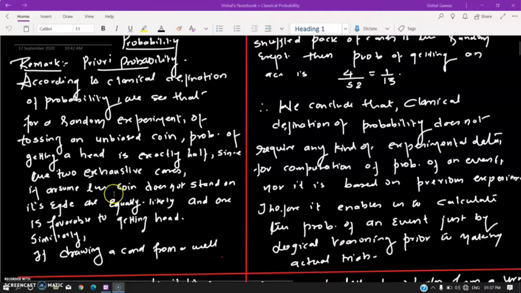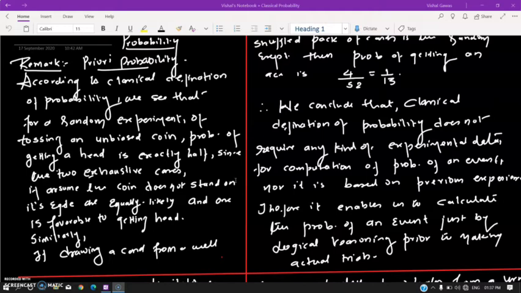Because of that, we also term the probability as a priori probability. So that's another name. The classical probability is also called a priori probability, also called theoretical probability or mathematical probability, and so on. I hope that is clear, right?